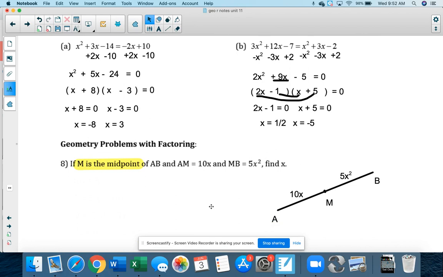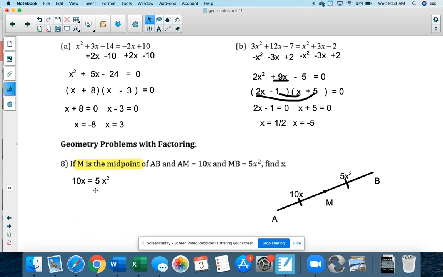So number 1, I have M is the midpoint of AB. So that's my key word right there. M is the midpoint. If M is the midpoint of AB, it cuts AB in half. So AM is now congruent to MB. So my equation is just to set AM equal to MB. I'm going to set 10x equal to 5x squared.